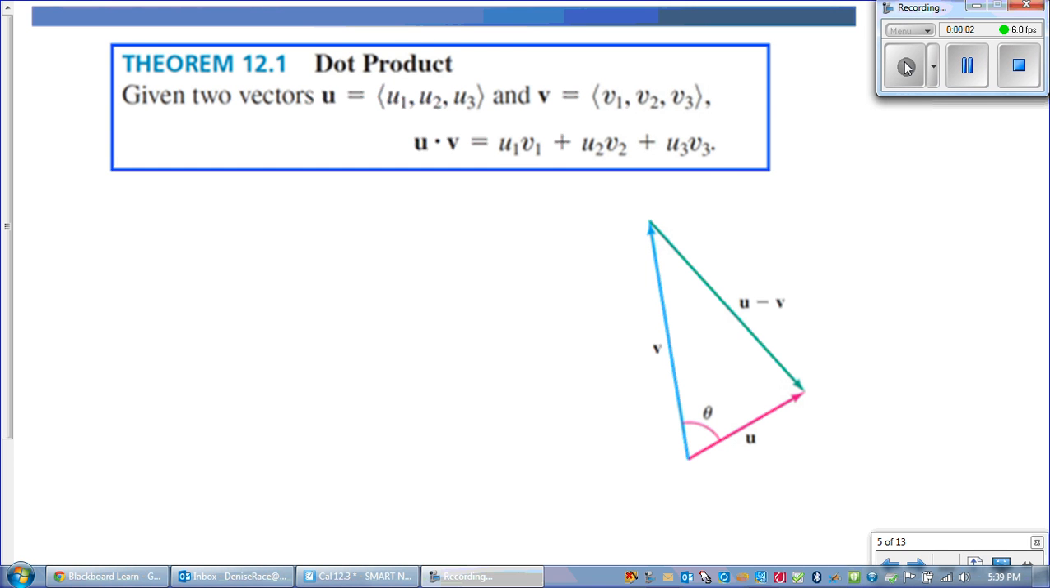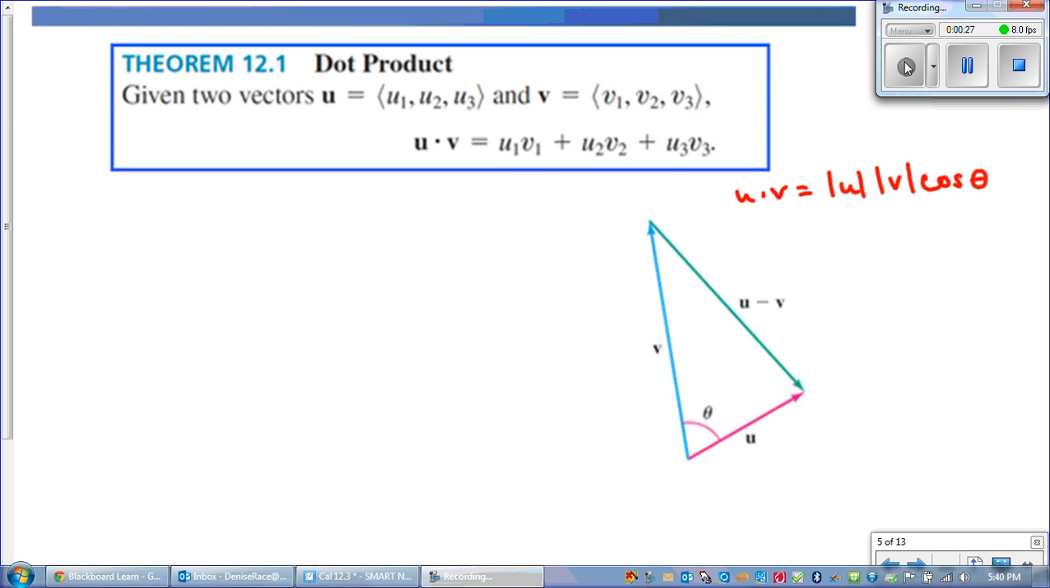We have a definition for dot product. We know that u dot v is equal to the magnitude of u times the magnitude of v cosine of theta, where theta is the angle between the two vectors. But we may not always have the angle between the two vectors.